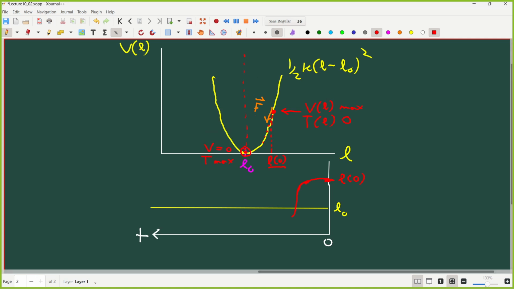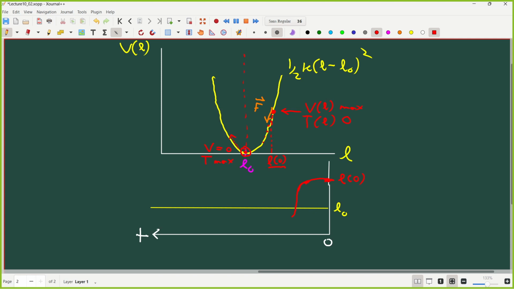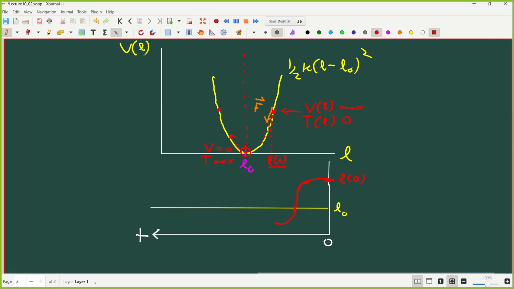So the spring is now going to contract past this point. It's going to go down. It's going to decrease, decrease, decrease. And eventually it's going to hit this point right here on the opposite side of the potential.